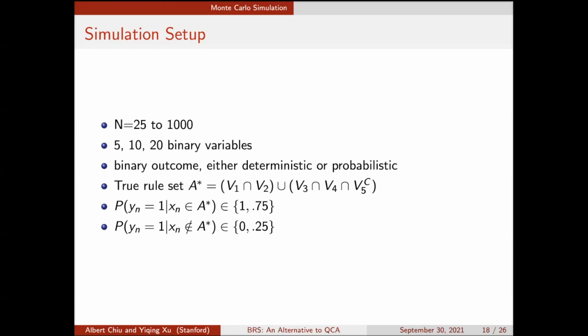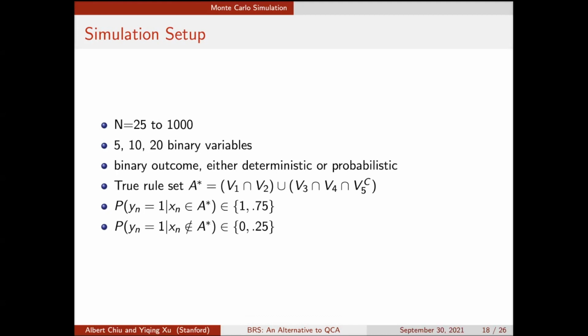If it's deterministic, then we're going to say that the outcome is going to be positive if and only if it's in the true rule set. The true rule set here being this. So if it's either both V1 and V2, so in the set V1 and V2, or it's in the set V3 and V4 and the complement of V5, so it's not in V5. And if it satisfies either of these rules, and we're in a deterministic setting, then it's going to have positive outcome if and only if it satisfies this rule.